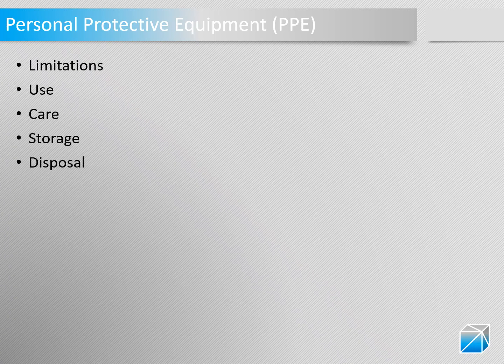Before using any PPE, ensure that you know the following minimum criteria. 1. PPE limitations. This is the maximum that a specific item can withstand before failing. 2. How to use PPE correctly. 3. How to maintain PPE. 4. How and where to dispose of PPE. 5. How to inspect PPE for wear and tear or damage. 6. When to replace PPE. 7. How to store PPE.